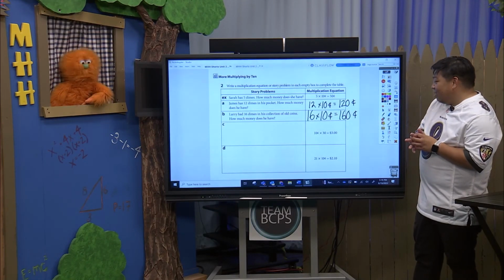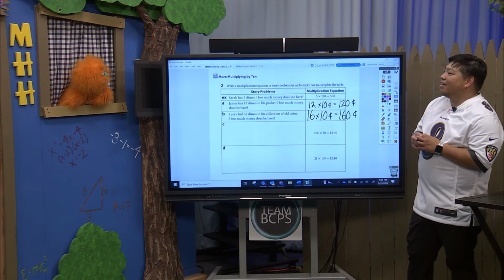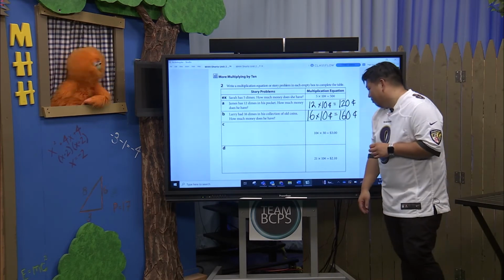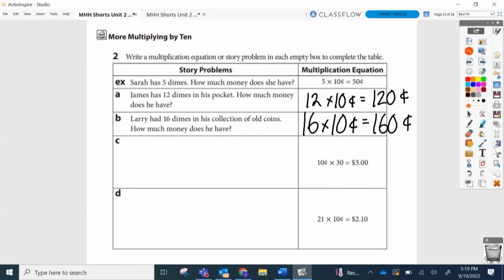Shunk. All right, so if Max had 30 dimes in his left shoe, let's do another one for his right shoe. Oh, I know where this is going. So 21 times 10 cents equals $2.10.